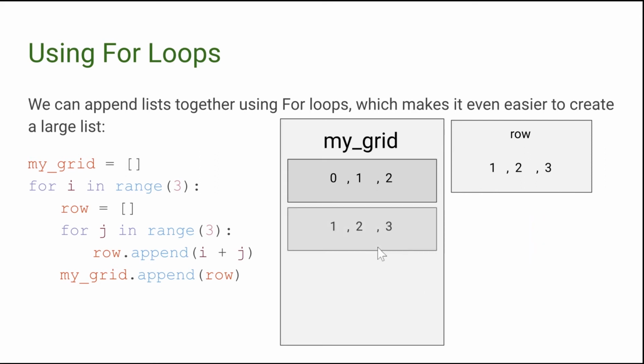We're going to append that row to our grid. Our row is going to get blanked out. i is now 2, j starts at 0. We get 2, 3, 4. We append that row, and then we have our final grid. There we go. We have a 2 by 2 list. Not a 2 by 2 list. We have a 3 by 3 list. 2-dimensional grid.